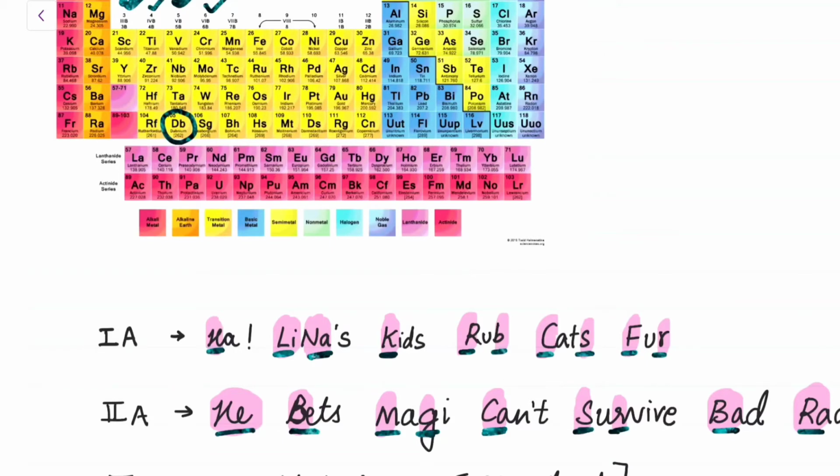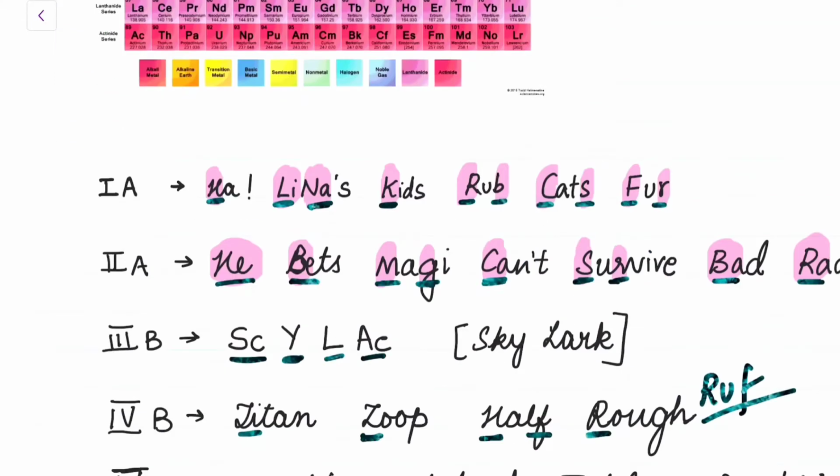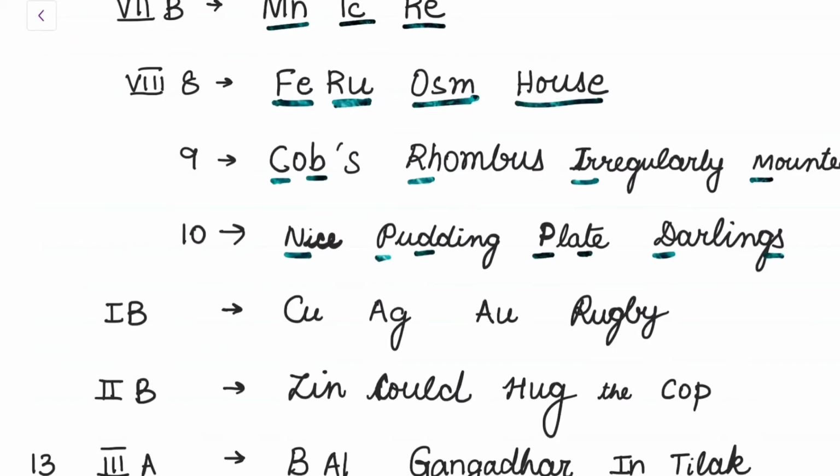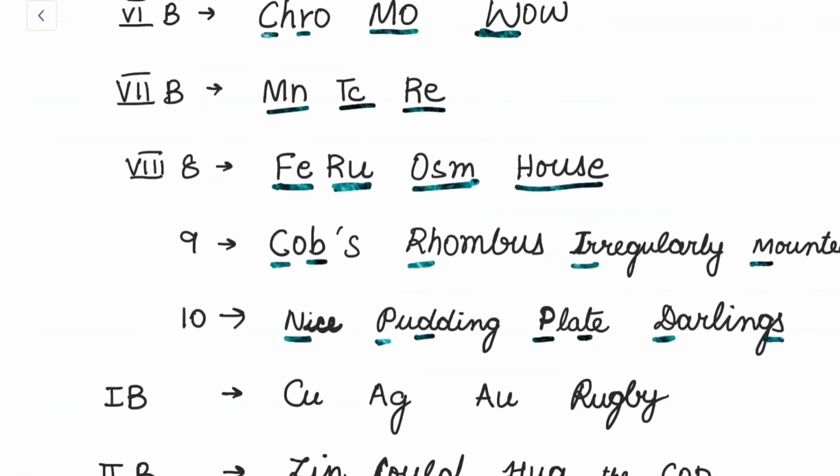Moving on to the 10th group of elements, which is nickel, palladium, platinum, darmstadtium. So here the trick is: nice pudding plate, darlings. So Ni for nickel, Pd for palladium, plate, so platinum, and darlings for darmstadtium. So nice pudding plate, darlings. Alright, so that was for the 10th group of elements.